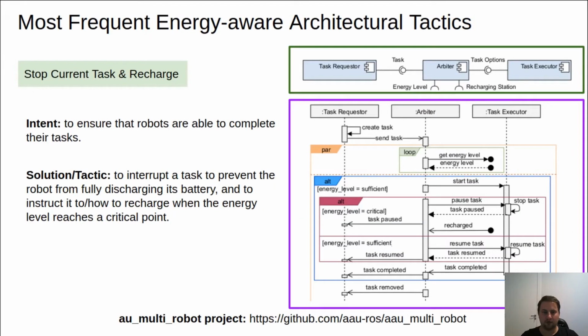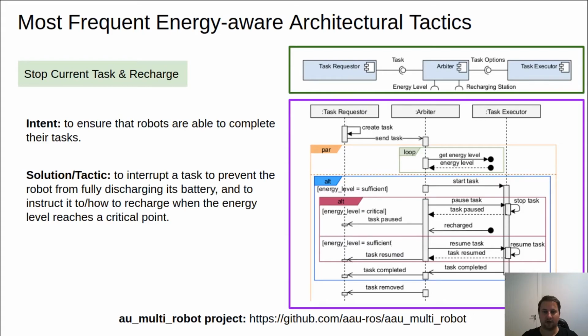The second most frequent architectural tactic is called Stop Current Task and Recharge. Its goal is to ensure the robot completes its task. The solution is to interrupt the task if the robot energy level is low and instruct the robot to recharge. After recharge, the robot resumes its task. In the figures on the right, it's illustrated with 3 main components: the task requester, the arbiter, and the executor.